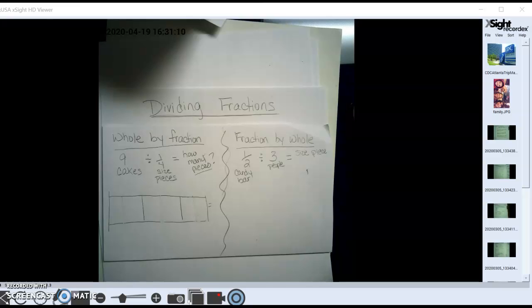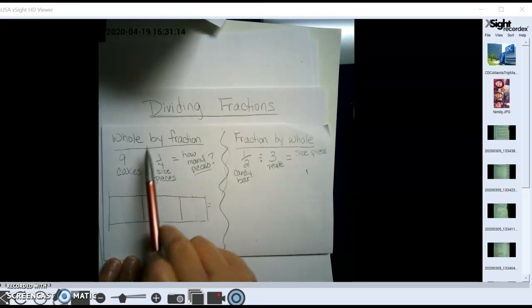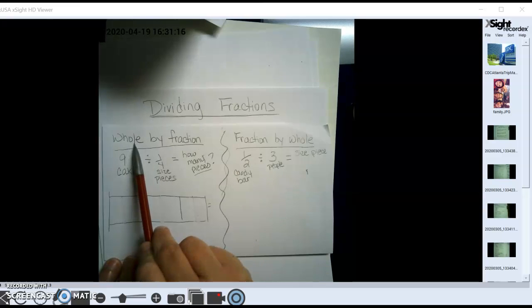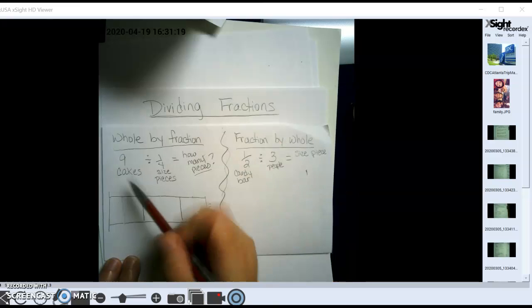Hi guys, so today we're working on dividing fractions. We learned how to do this two different methods. First of all, when you're dividing a whole number by a fraction, this is what we think.